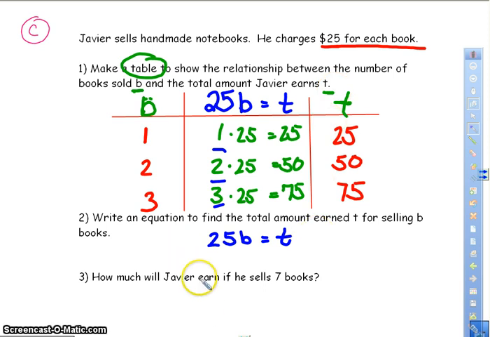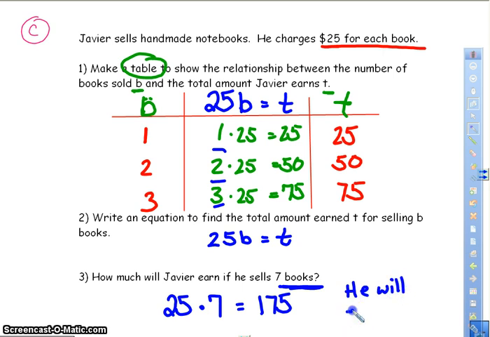How much will Javier earn if he sells 7 books? Well, 7 is the number of books. So I'm going to take 25 times 7. Okay, and you can use your calculator or you can do this in your head. It's up to you. 25 times 7 is 175. Okay, so how much will Javier earn if he sells 7 books? He will earn $175.